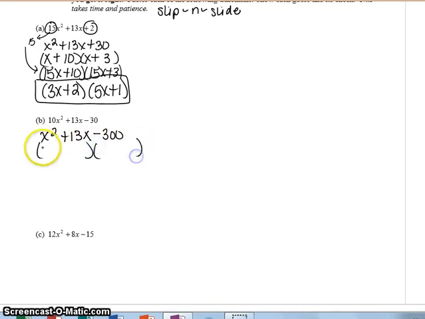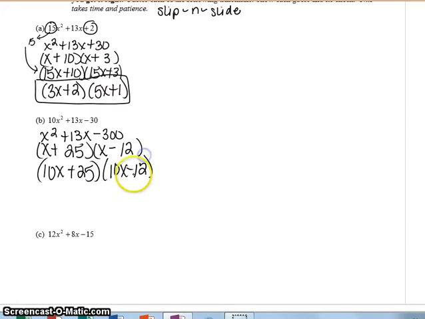All right, two sets of parentheses. And then you're going to say what two numbers multiply to give you negative 300 but would add to positive 13. It ends up being 25 and 12. Because 25 times negative 12 is negative 300. But then 25 minus 12 is positive 13. You slip the 10s in front of the binomials. And then you reduce each binomial.